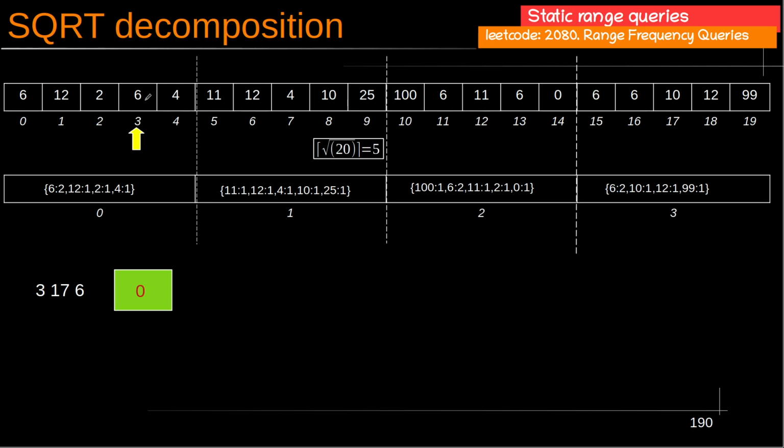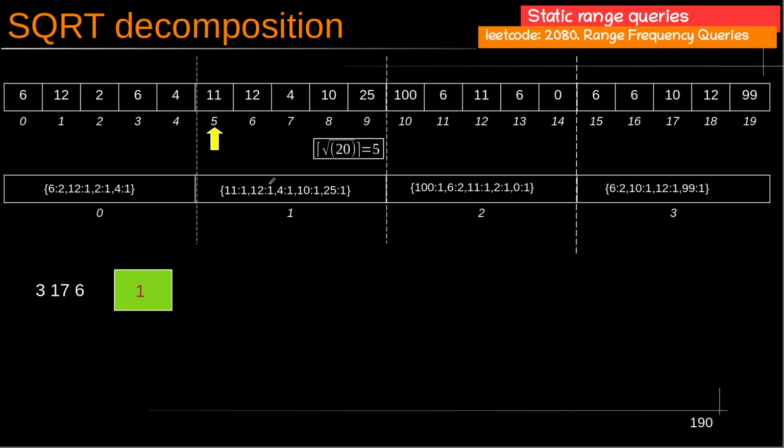So we check at 3, we have 6 here. Therefore, the answer is yes. So we add 1 to the answer. We go to the next element. Is index 4 the beginning of a block? The answer is no. We check at 4. We have 4, which is not 6. So we do nothing here. We just go to the next element.